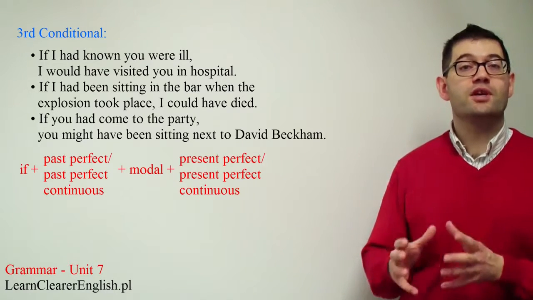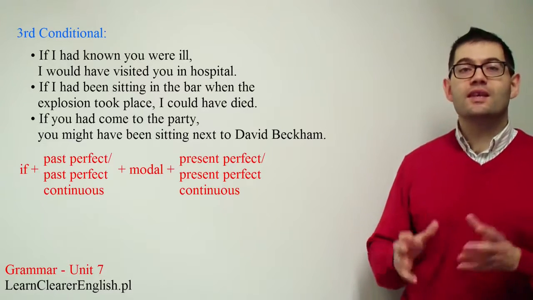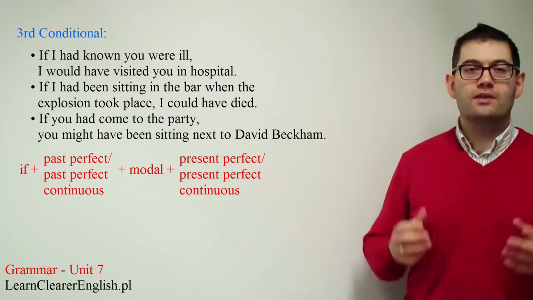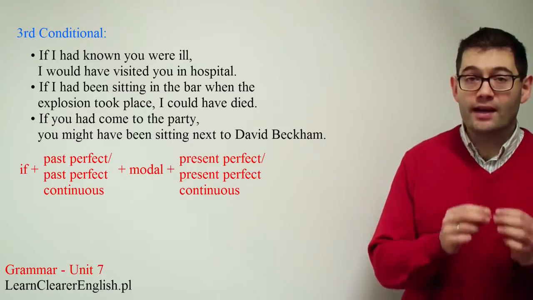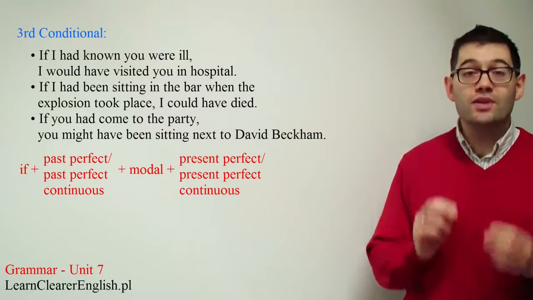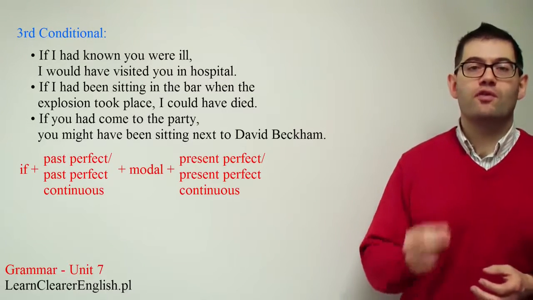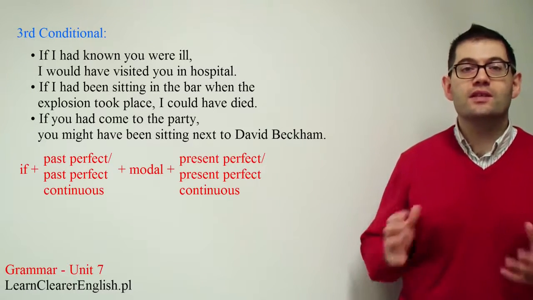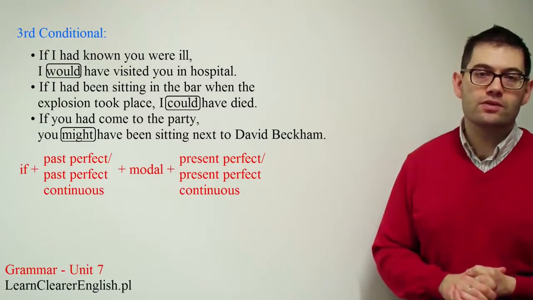a modal plus present perfect or present perfect continuous form in the main clause. We can see all of these variations in the example sentences. Just as we discussed with the second conditional, the choice of modal is directly related to what you want to say, and just like in the second conditional, you need to have a good knowledge of the reasons for using modals to choose the correct one for the context in hand. In the example sentence, we can see the modals would, could, and might are all used in the main clause.